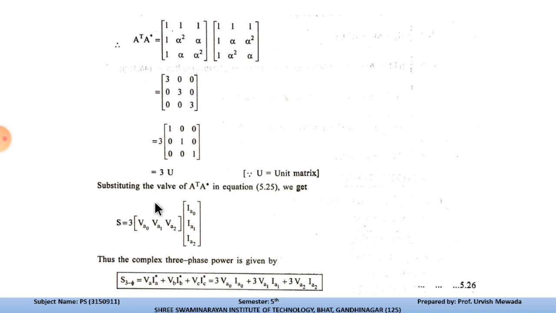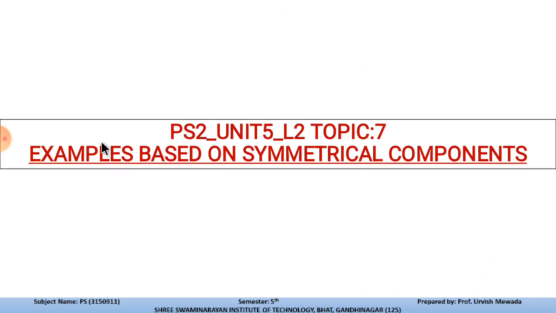Thus the complex three phase power is given as VA into IA conjugate plus VB into IB conjugate plus VC into IC conjugate. Over here we are putting 3 VA0 IA0, 3 VA1 IA1, and 3 VA2 IA2. That is the complex power, meaning the three phase power for the given system. So this is how we can express power in terms of the symmetrical components.